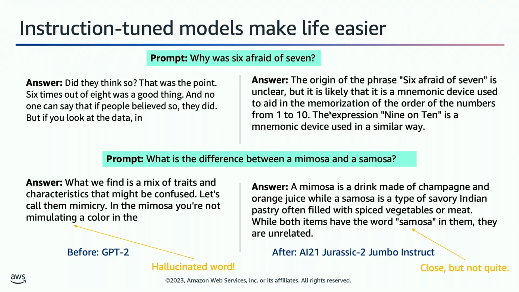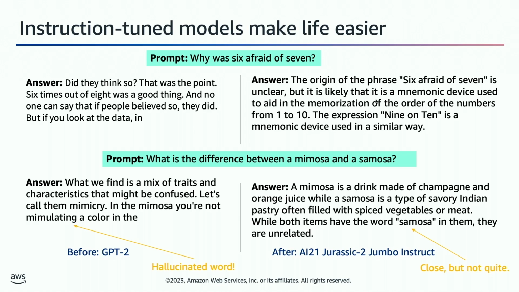Now we're going to use AI21 Jurassic 2 Jumbo Instruct, and let's see what we get. So the answer here for this prompt, let's read this for a second. Yeah, this looks feasible, right? It is likely a mnemonic device to aid in the memorization of the order of the numbers from 1 to 10, expression 9 on 10.